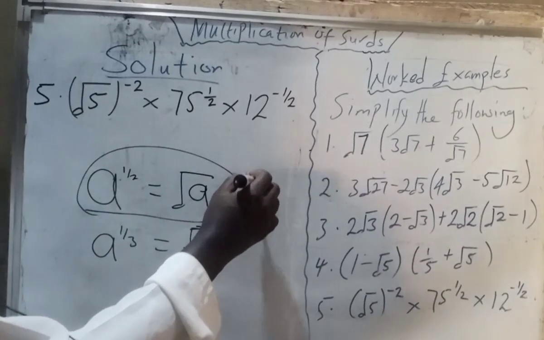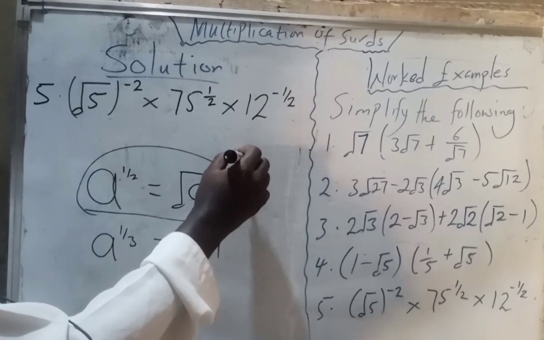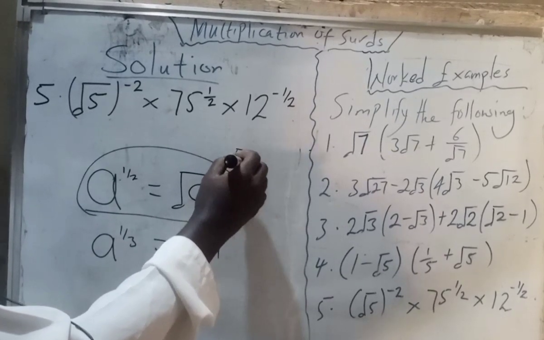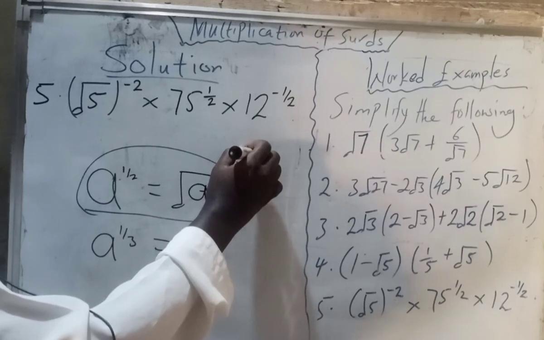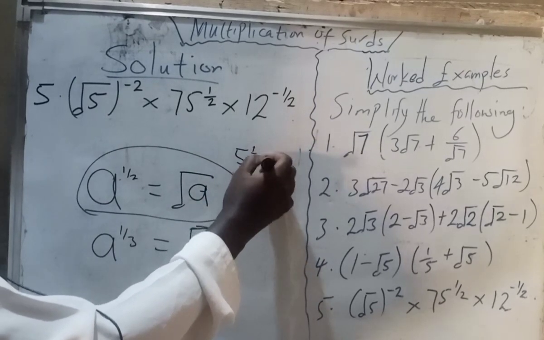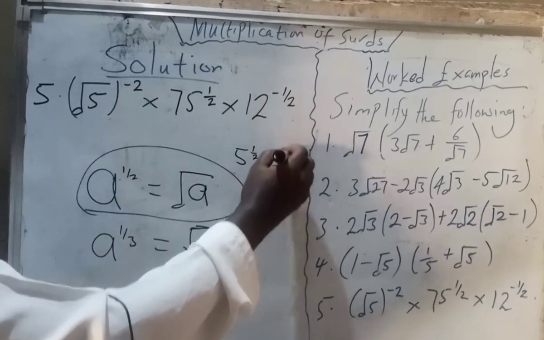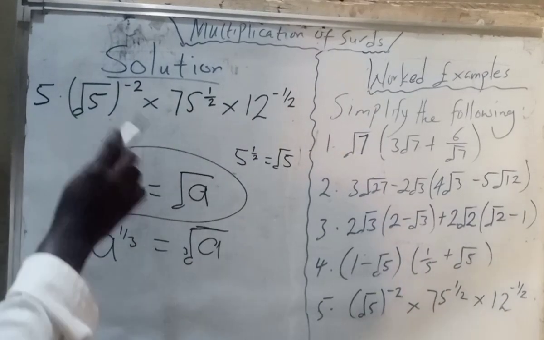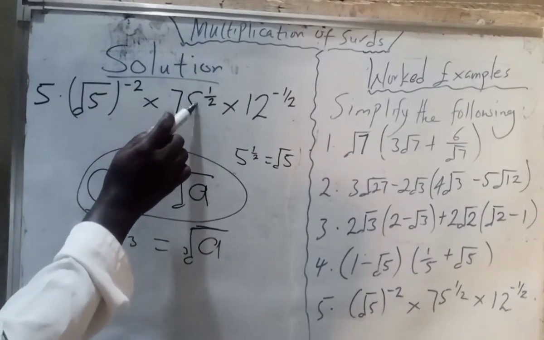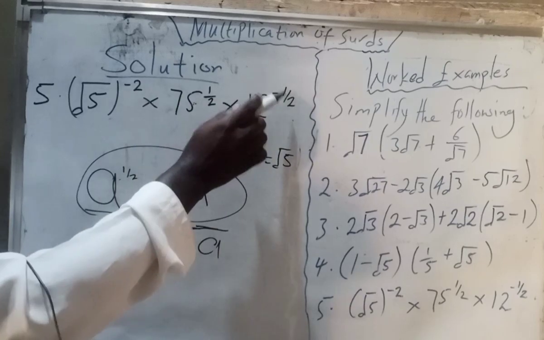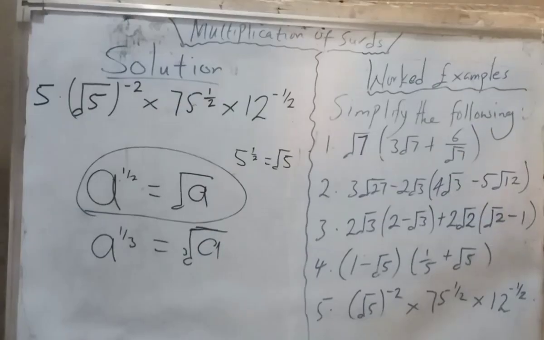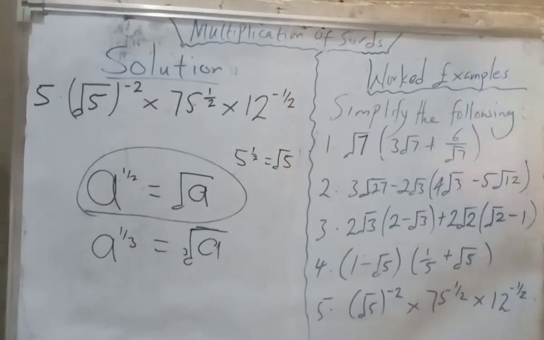Example, if you have 5 exponent half, it is the same thing as square root of 5, and that is exactly what we are going to apply in this particular question, as well as the other property. So let's take the first one.